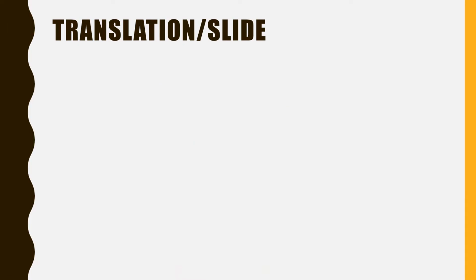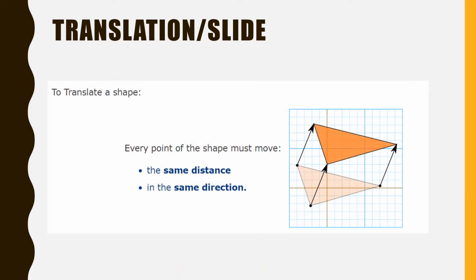When we look at a translation or a slide, what happens to that shape is that it stays the same size, same shape, same orientation. So if you look at the two triangles on the coordinate plane to the right, every point of that shape must move the same distance and in the same direction.